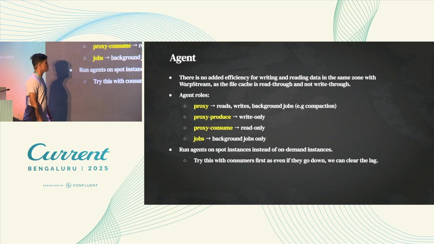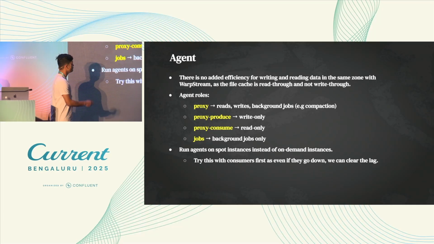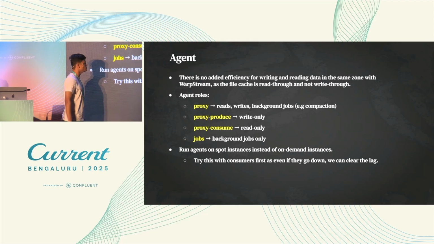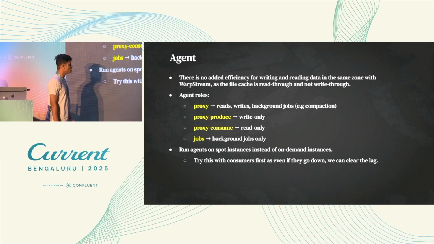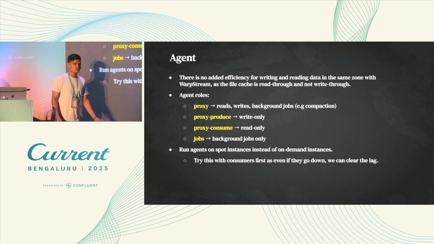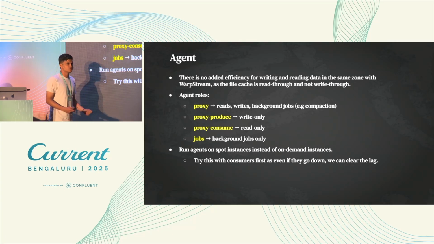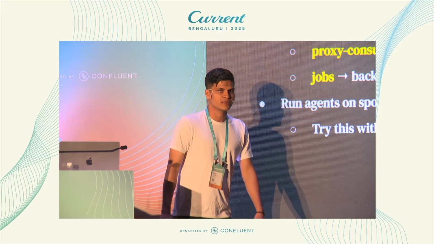So yeah, I'll just go back. Yeah, so these are the agent roles. There's a proxy role, which is the default one. In this case, the agent will do reads, writes, as well as compaction. We have proxy produce for write only, then proxy consume for read only, and jobs for background jobs. It's better to take out the background workers in a separate deployment, because they can run hotter than the others. Let's say your HPA for proxy is 50%, here maybe you can run them at 70% or 80%. The second thing is that there is no added efficiency for reading and writing in the same zone, and this is what we used by separating out the produce and consume agents, because the file cache that WarpStream has is read through and not write through.